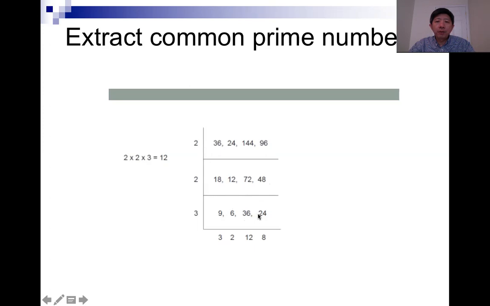by 2, 24. And next, can we divide by 2 again? No, we cannot divide by 2 again. So what number can we divide by? We can divide by 3. So we take 9 divided by 3 got 3. 6 divided by 3 got 2. 36 divided by 3 got 12. 24 divided by 3, we got 8. So therefore, we take 2 times 2 times 3, and this will be the GCF.